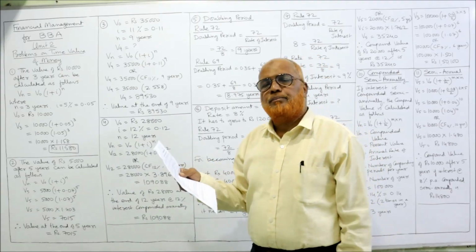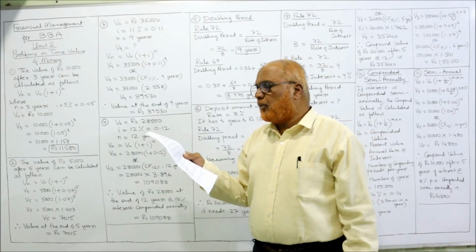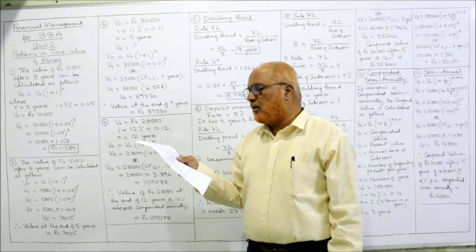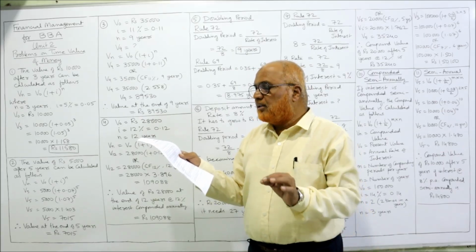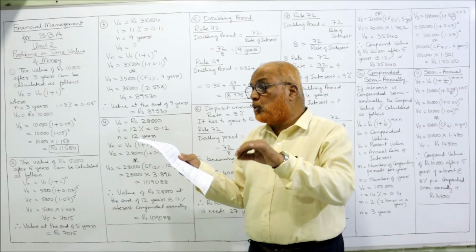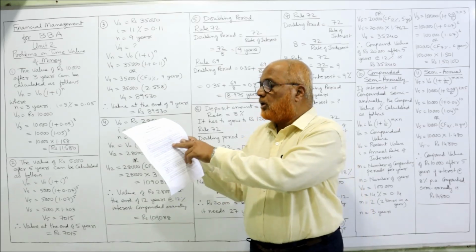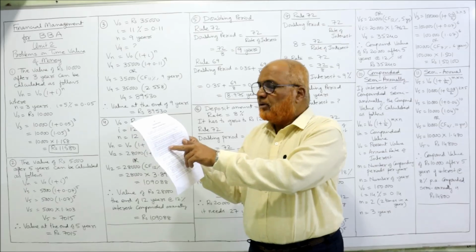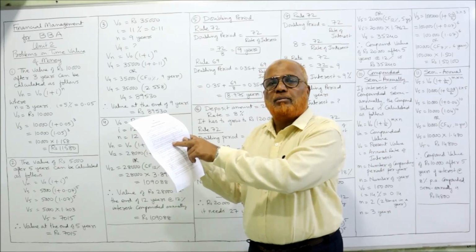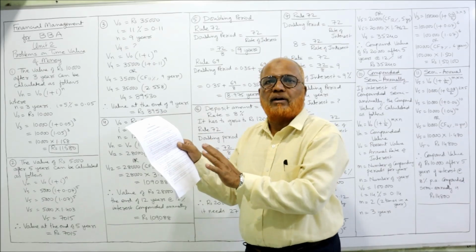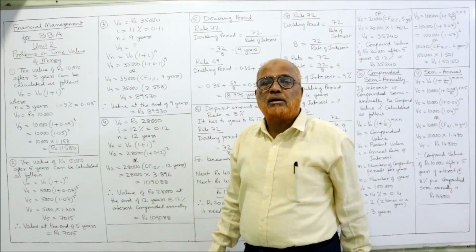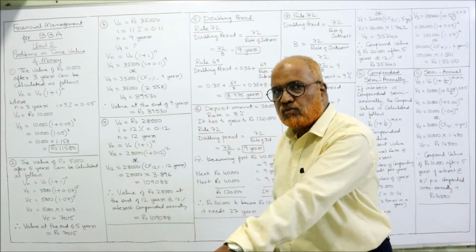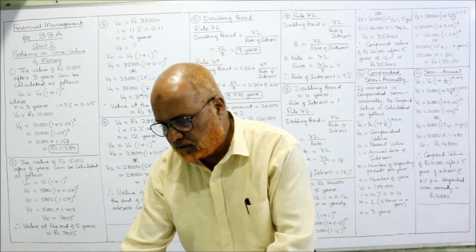Now, fourth problem. If you deposit 28,000 in a bank, compounded annually at 12% per annum, find the amount receivable at the end of 12 years. Use the compounding factor table. Even if the sentence did not say to use the compounding factor table, we will use it, because 12 years are there. 12 times we have to multiply. It's difficult. So that's why we'll use the compounding factor table.